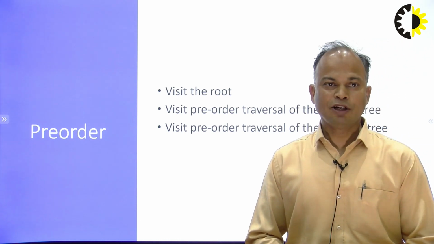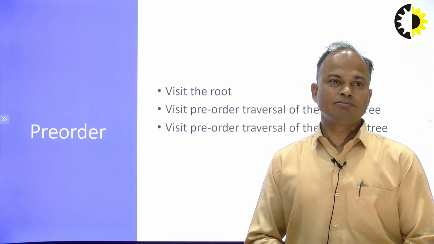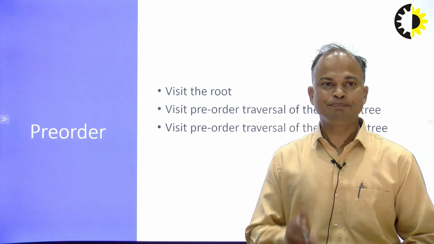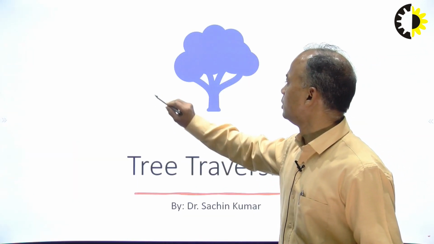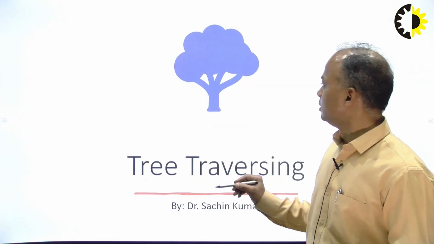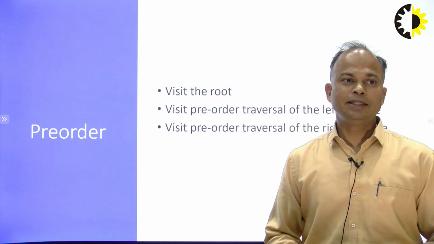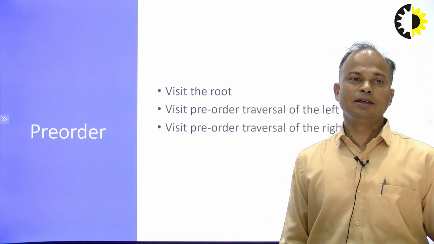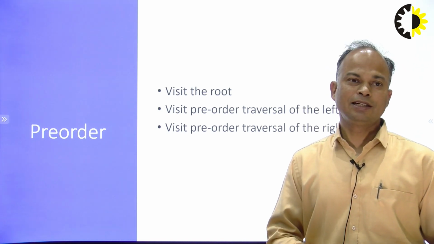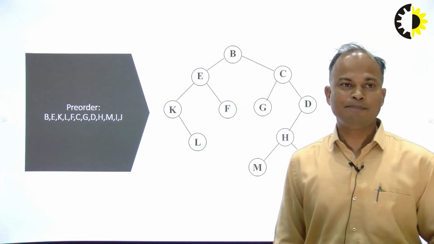Pre-order is the first algorithm that is used for tree traversal. In the pre-order algorithm, we need to follow three steps. These steps are given here. First of all, visit the root node. We can visit the root node first, then visit the left subtree in pre-order sequence, and finally visit the right subtree in pre-order sequence.